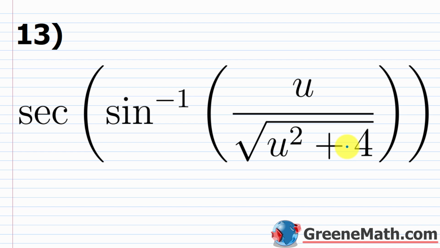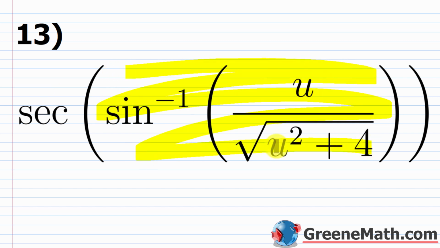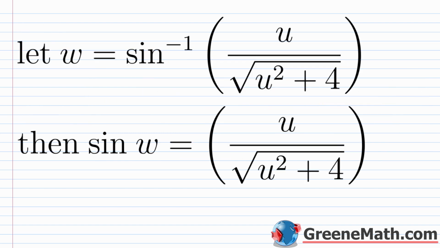And what I'm going to do first is just make a little substitution like we've made in the previous problems. So I'm going to take the argument for the secant function, so this guy right here, this inverse sine of u over the square root of u squared plus 4. And I'm going to set that equal to a variable. Normally I would use u, but since u is taken, I'm just going to use w. So you see here that I have let w be equal to the inverse sine of u over the square root of u squared plus 4.